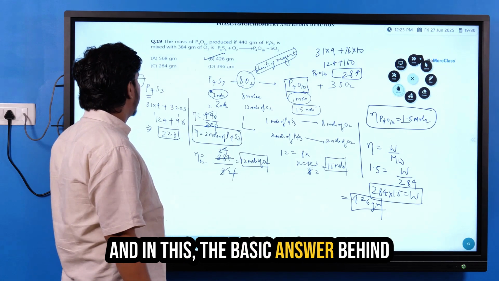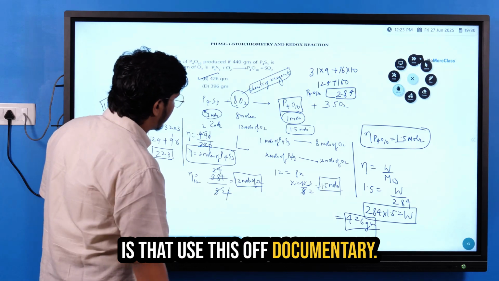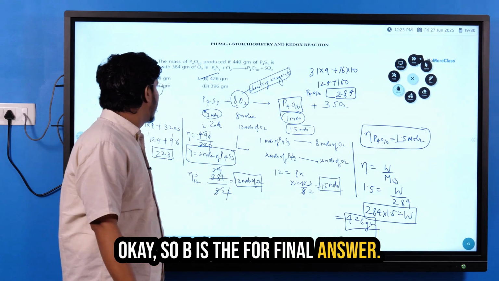And in this, the basic concept behind is the use of stoichiometry. That's it. Okay, so B is the final answer.